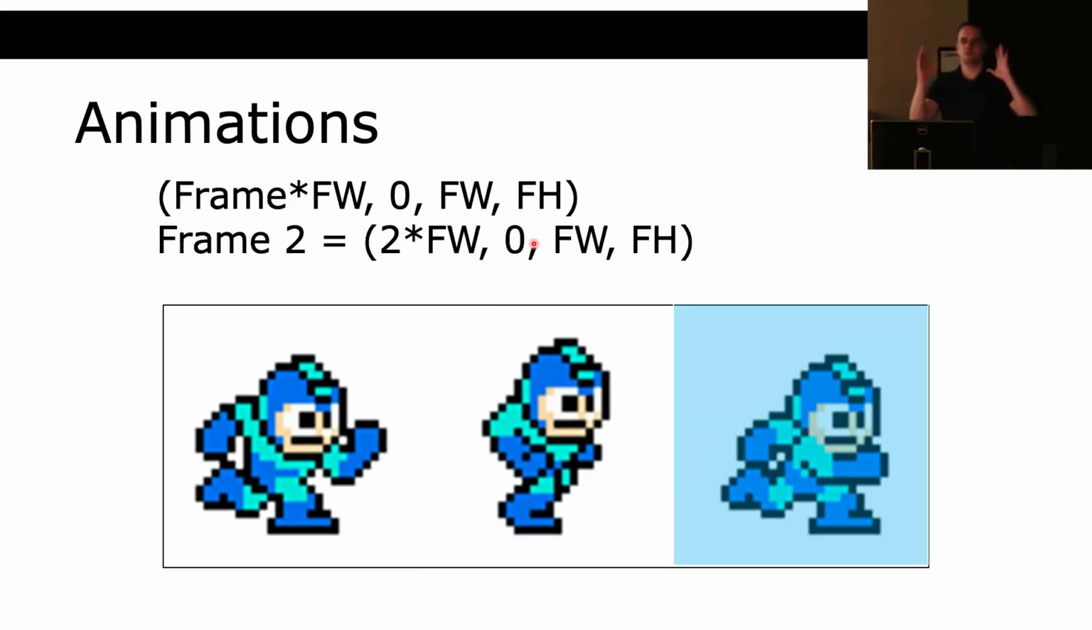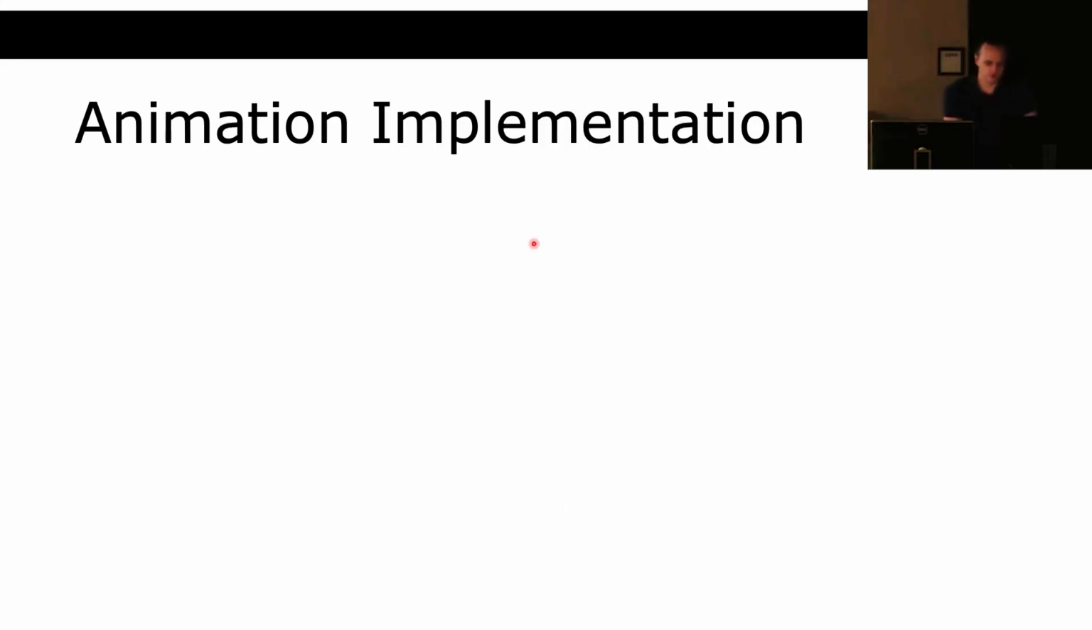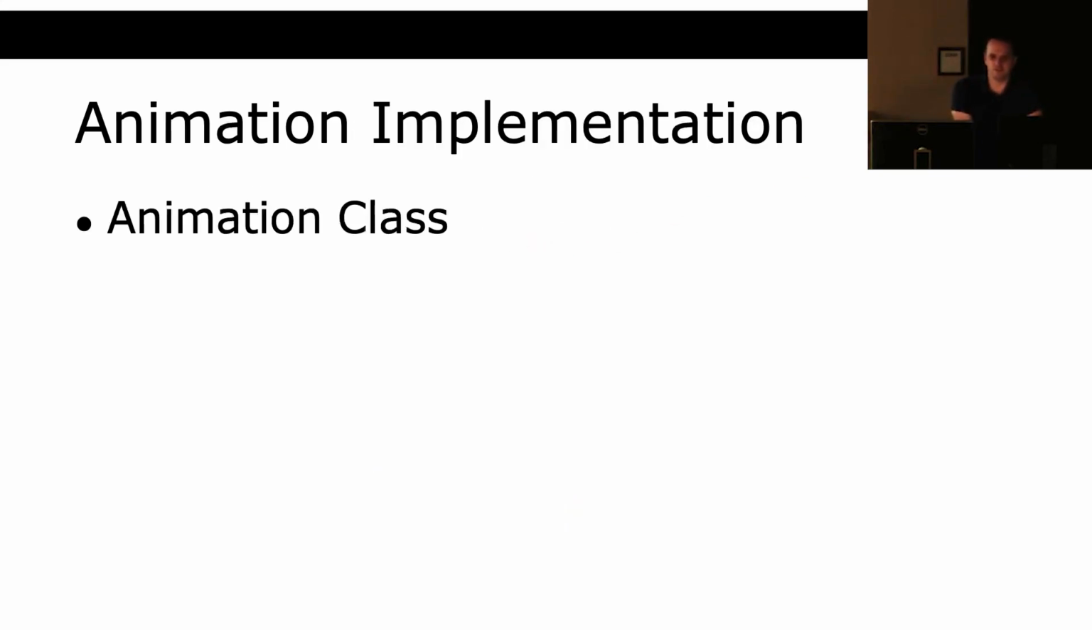So all you've got to do is somehow figure out which frame of the animation I should currently be drawing, specify the rectangle, tell the sprite to set that rectangle, and then whenever you draw the sprite, it'll be drawing the correct thing. So how are we going to implement that? Well, we're going to make an animation class. We make classes for everything, right? It's just easy to do. It's not the only way to do it.